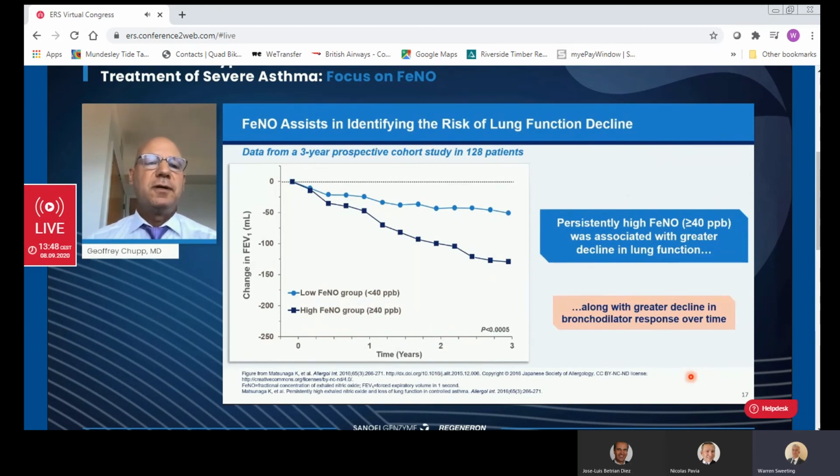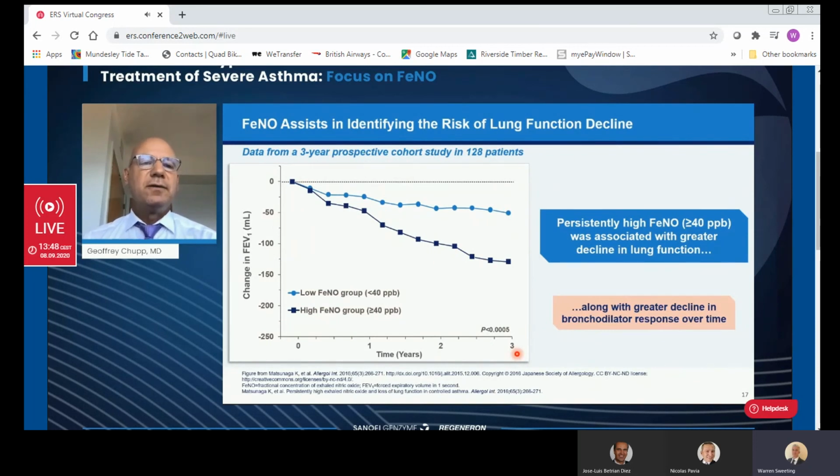Here we can see how patients who have higher levels of exhaled nitric oxide have a faster lung function decline over a 3-year period, in this study of 128 patients. I think it really highlights mechanistically that exhaled nitric oxide levels are linked to inflammation and the effects of the T2 cytokines we discussed, which may in fact lead to higher remodeling responses in the airway and increase the rate of lung function decline.